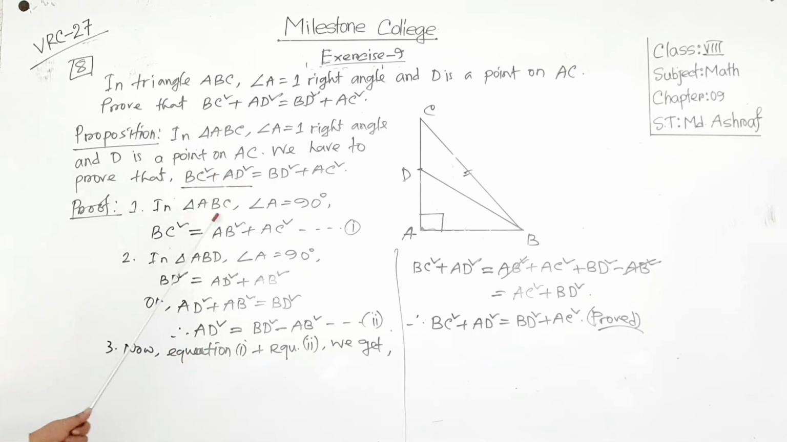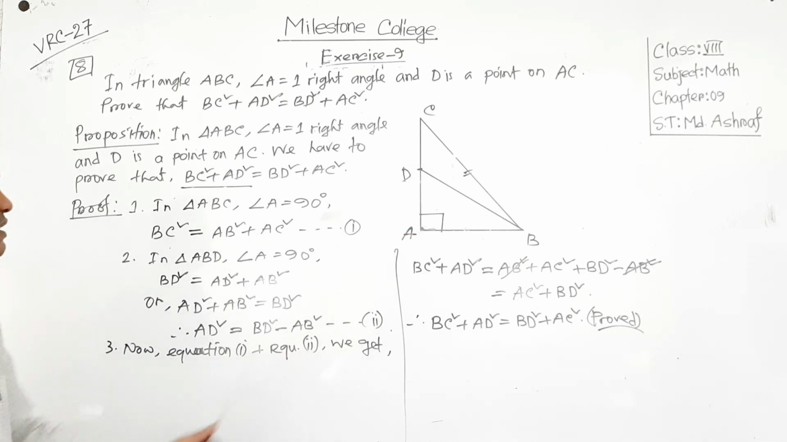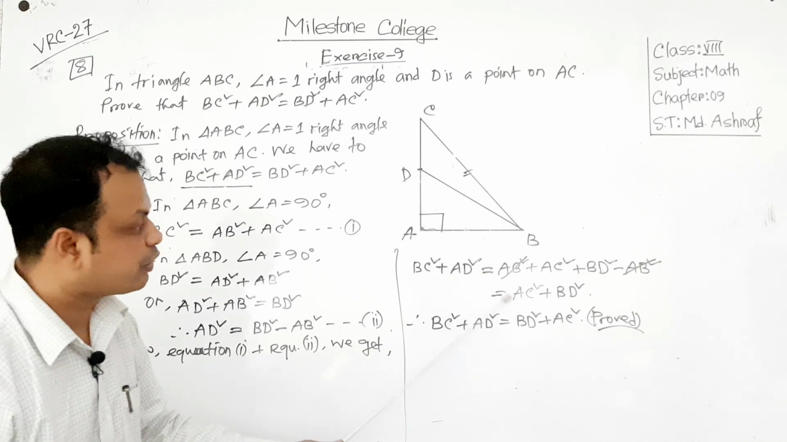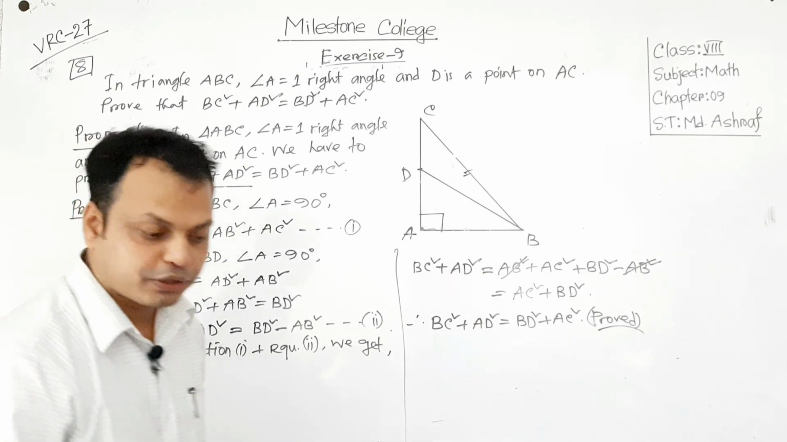Then proof 1: in triangle ABC, angle A is 90 degrees. So we have BC square equals AB square plus AC square. That means hypotenuse square equals the sum of the squares on the other two sides. So this is equation 1. Similarly, we have another right angle triangle ABD, where the angle is 90 degrees. So we have BD square equals AD square plus AB square. From here we find the value of AD square, because on the left side I need BC square plus AD square. So AD square equals this. By adding these two equations, we get BC square plus AD square equals BD square plus AC square. I think all of you have got this one.